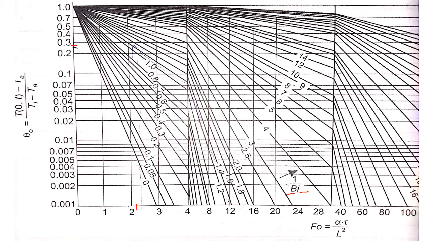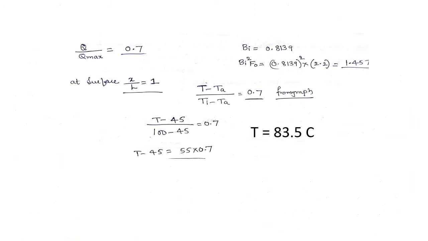Now next is what fraction of energy is removed during this time. That means we have to calculate Q divided by Q maximum. This value, 0.7, I have taken directly from the graph.